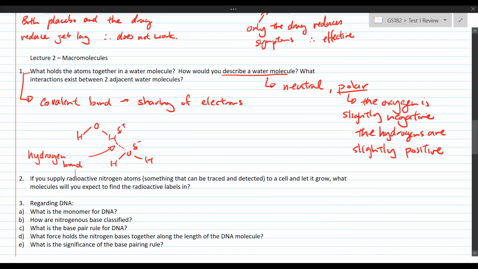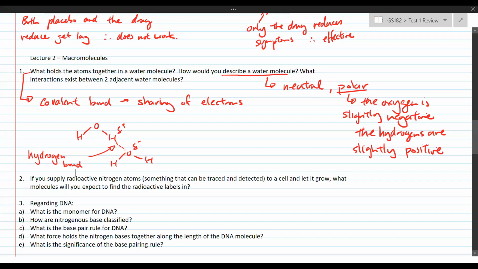For example, NaCl dissolved in water. Oh, okay, I see what you mean. That's talking about a hydrophilic compound being able to dissolve in water. Not quite a hydrogen bond though, but thank you for trying.